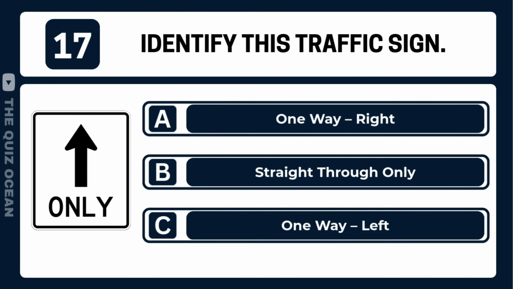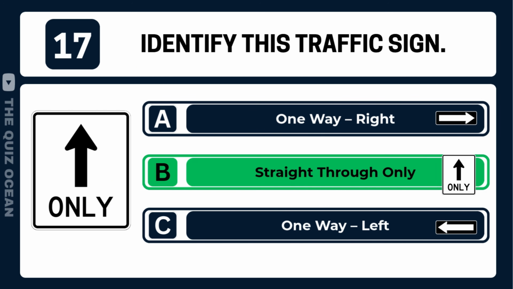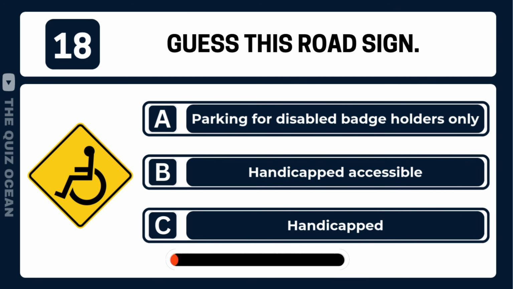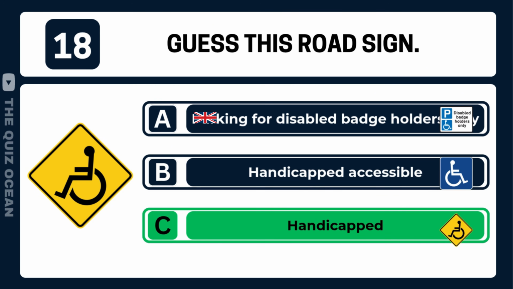Identify this traffic sign. Exactly. This means straight through only. Guess this road sign. Nicely spotted. That's a handicapped sign.